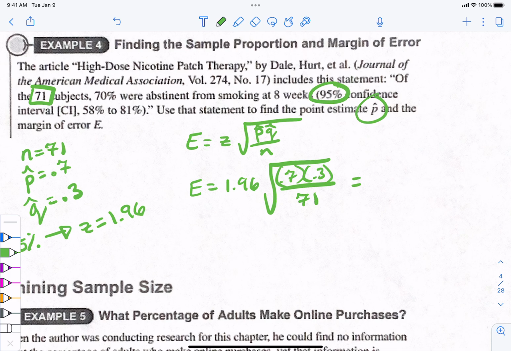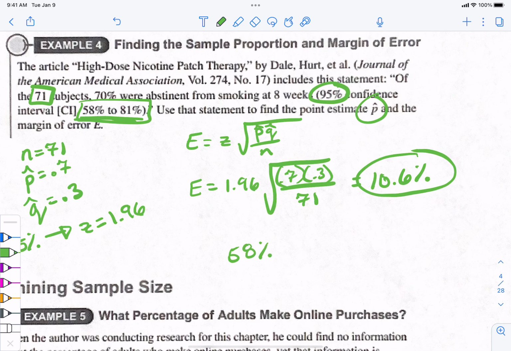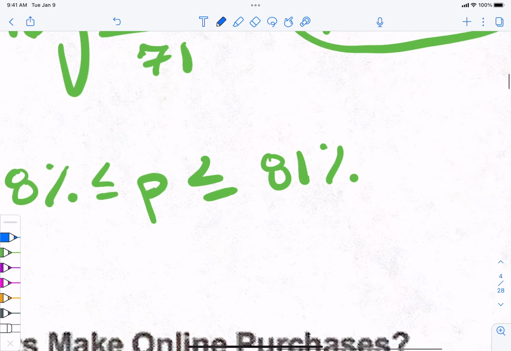Oh, we didn't even have to do this. 10.6%. Why didn't we have to do this? Actually, they gave me this range right here. The confidence interval goes from 58% up. We didn't have to calculate it. But we're going to find out P hat. Read the whole question.